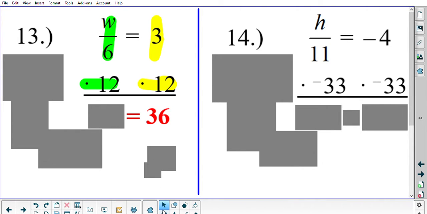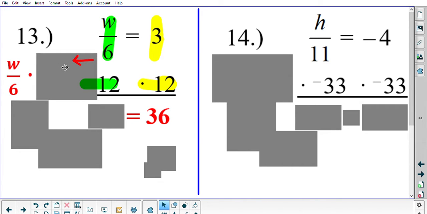And so what I want to show you here is we're going to do a little bit of work off to the side of this piece of the problem. So perhaps you should draw a little bit of an arrow like I just did. And let's rewrite this. W over 6. And what am I multiplying it by? I'm multiplying it by 12.